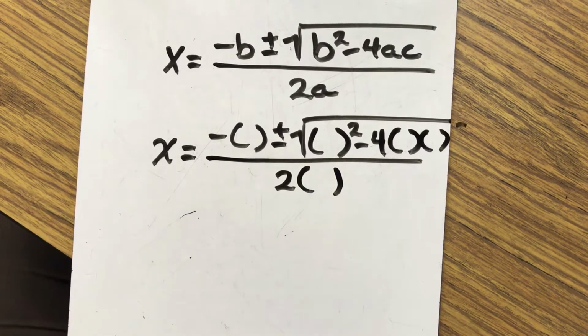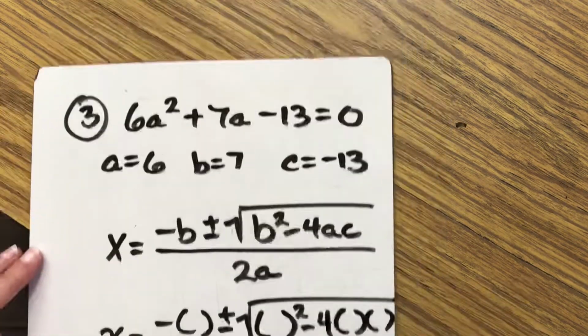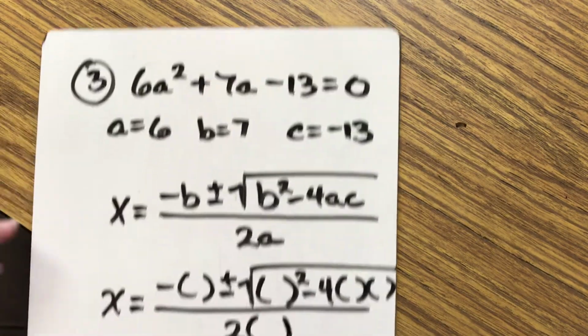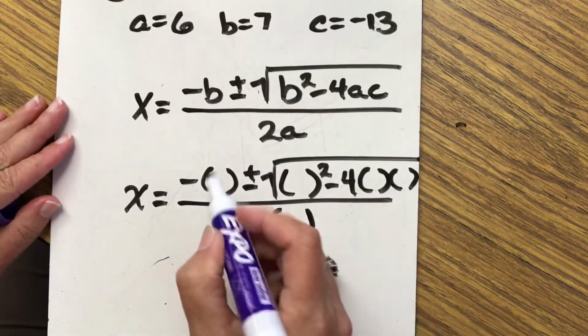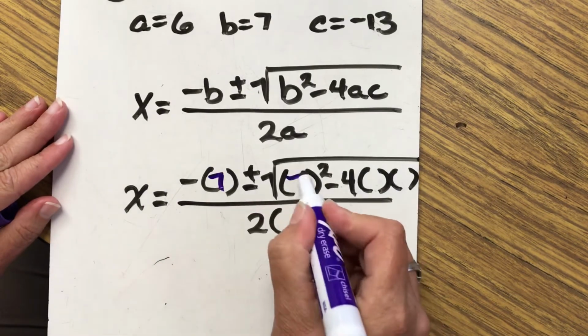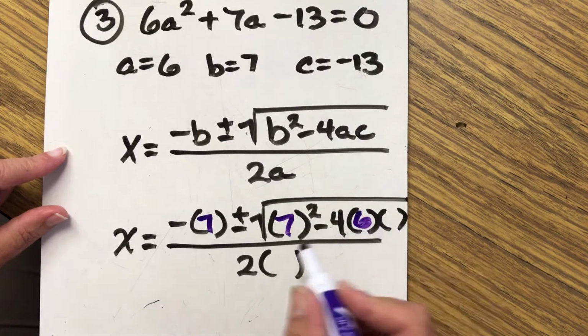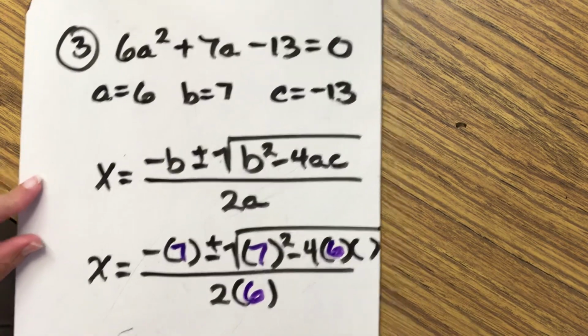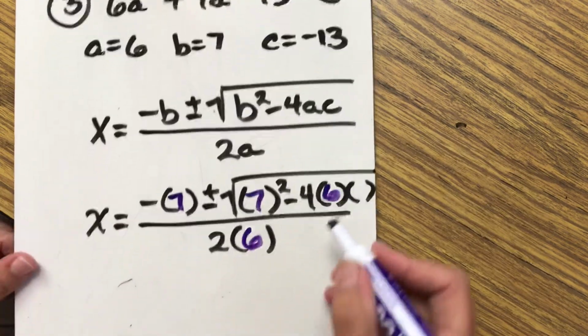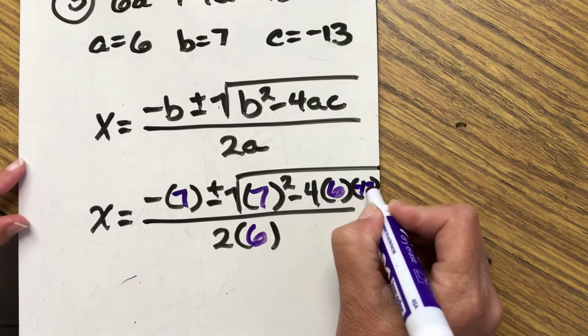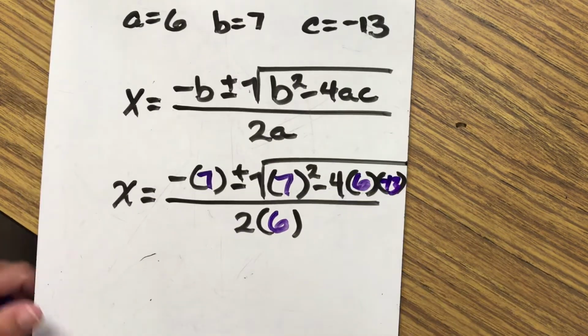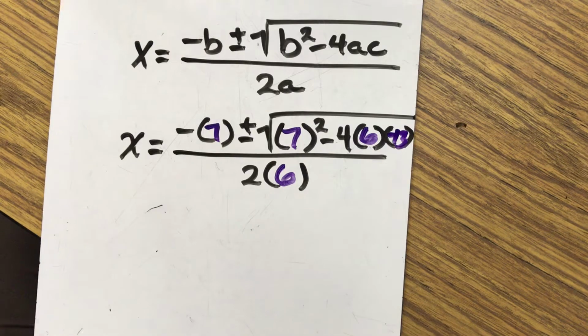Now what do we do? Well, we fill in the blanks with what we know. If we go back to the top, B is 7. So let's plug that into all the B spots, which is here and here. A is 6, goes here and here. And C is negative 13, and that just goes right there. Beautiful. So now our job is just to simplify.